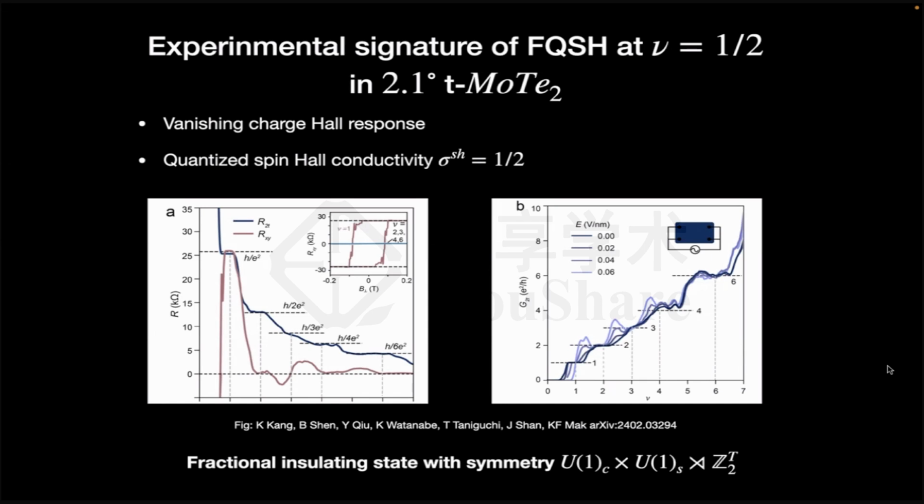So this signature suggests that we're looking at a fractional insulating state with charge conservation, spin rotation symmetry, and time reversal symmetry. So by definition, that's a fractional spin Hall state.